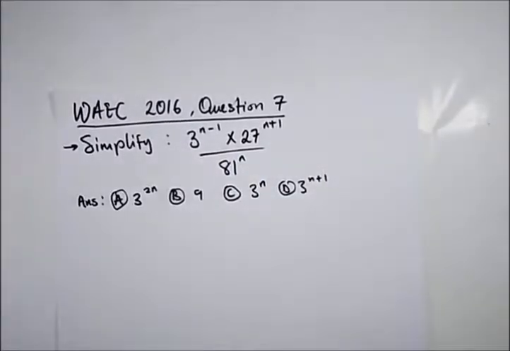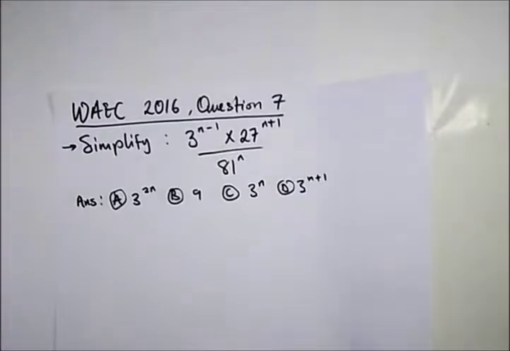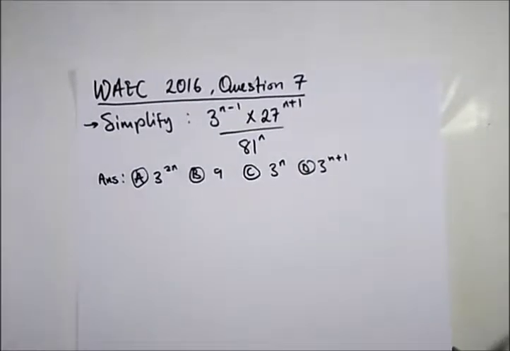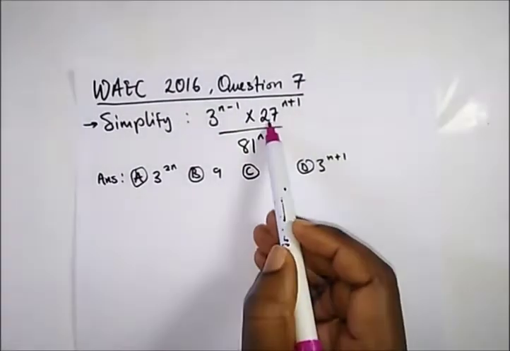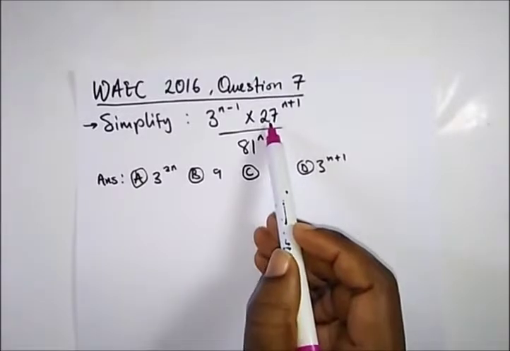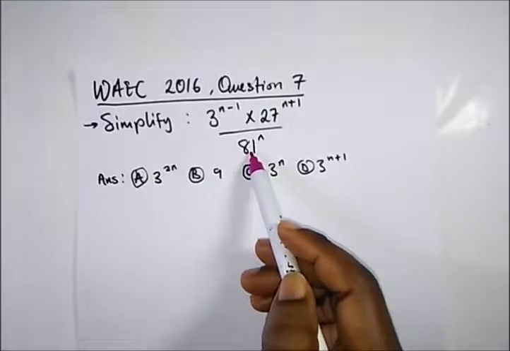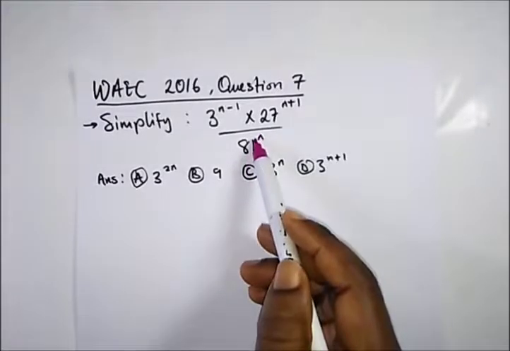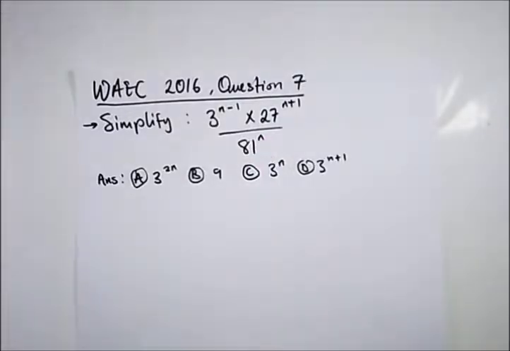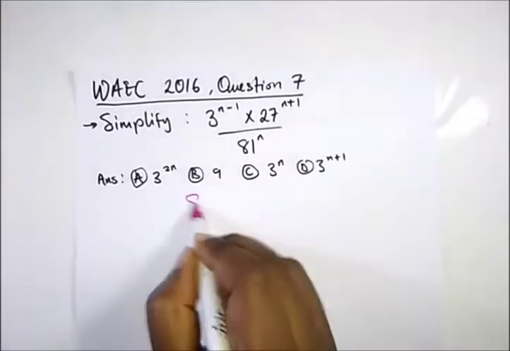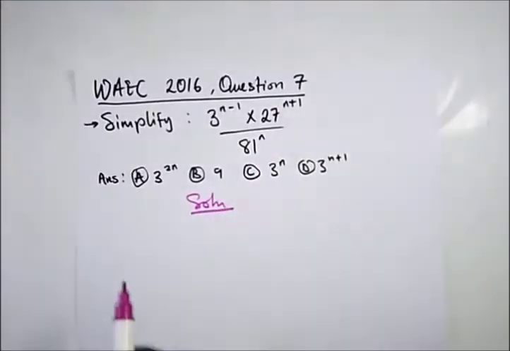So all we need to do is simplify this and let's make the base the same. 3 can be the base of this, and this will be 3 raised to the power 3, and 3 also can be the base of this, which will be 3 raised to the power of 4. So this is our solution.